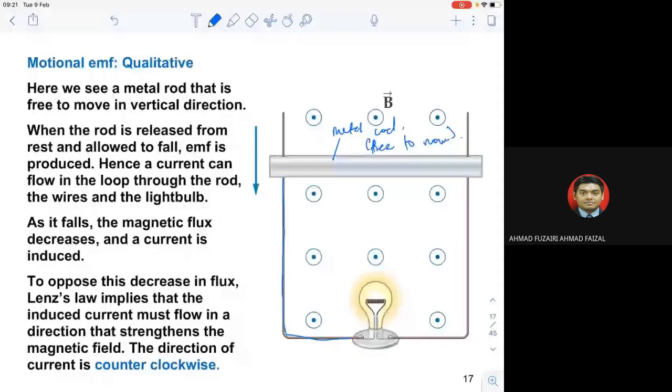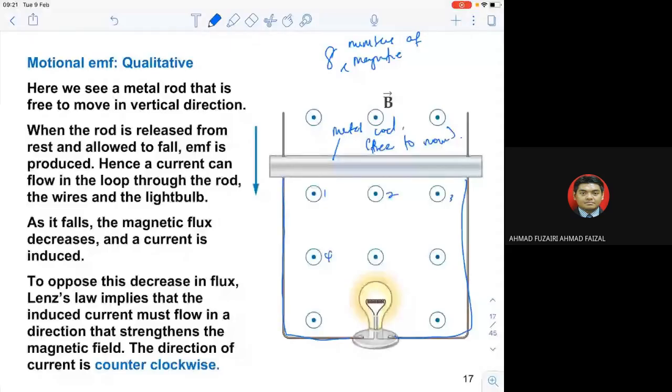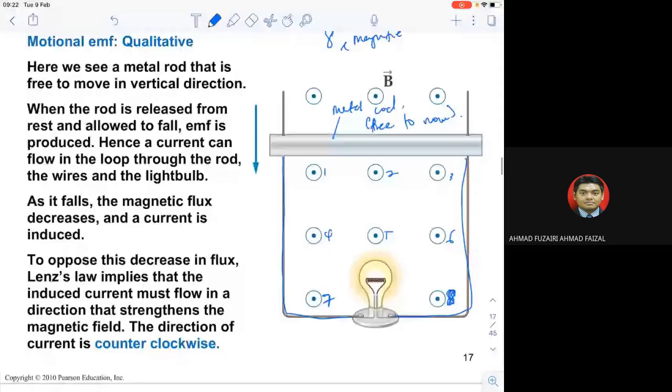Now you have almost about 8 magnetic field lines, 8 numbers of magnetic field. 1, 2, 3, 4, 5, 6, 7, 8. You have almost 8 magnetic field lines inside the loop.